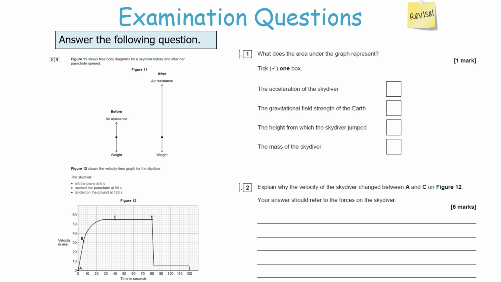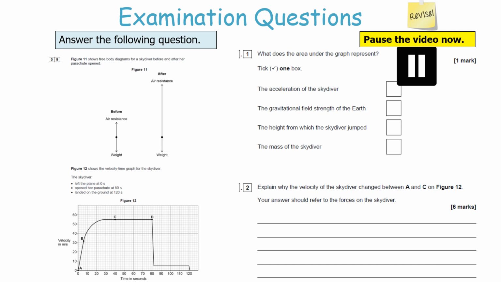The next question says, figure 11 shows the free body diagram for a skydiver before and after her parachute opened. Figure 12 shows the velocity time graph for the skydiver. The skydiver left the plane at 0 seconds, opened her parachute at 80 seconds and landed on the ground at 120 seconds. What does the area under the graph represent, and explain why the velocity of the skydiver changed between A and C on figure 12. Your answer should refer to the forces on the skydiver. So pause the video now, then unpause the video when you want to go through your answer.